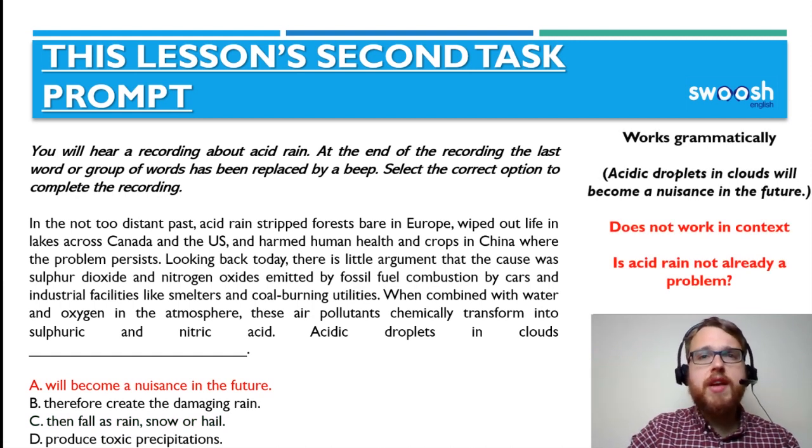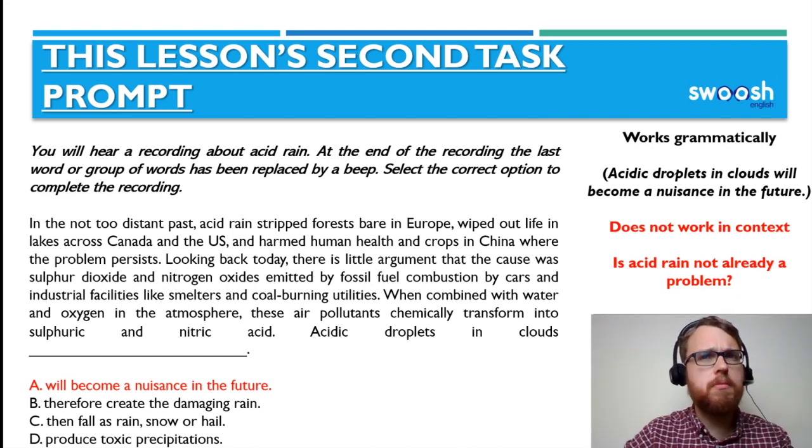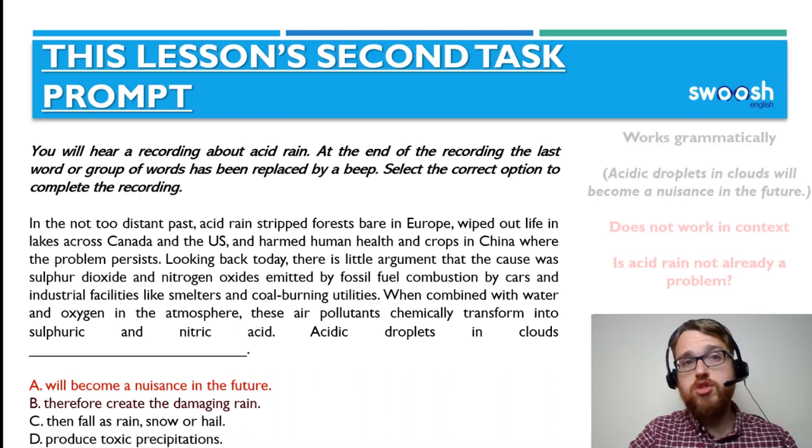Let's have a look at why answer A does not work. Even though answer A does work grammatically, for example, acidic droplets in clouds will become a nuisance in the future, it does not work in context. Think about it. We have our key word here, which is future. It will become a nuisance in the future, but surely the recording was talking about how acid rain has been a problem in the past and is a problem in the present. So if it's not already a problem, then why is it a problem in the future? There's no understanding, because it is a problem now, and therefore that takes away that as a possible answer because it doesn't work well in the context. Acid rain is a problem now, not just in the future.